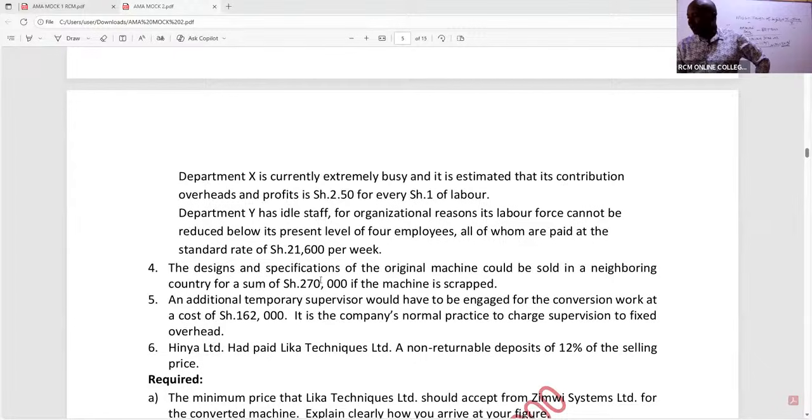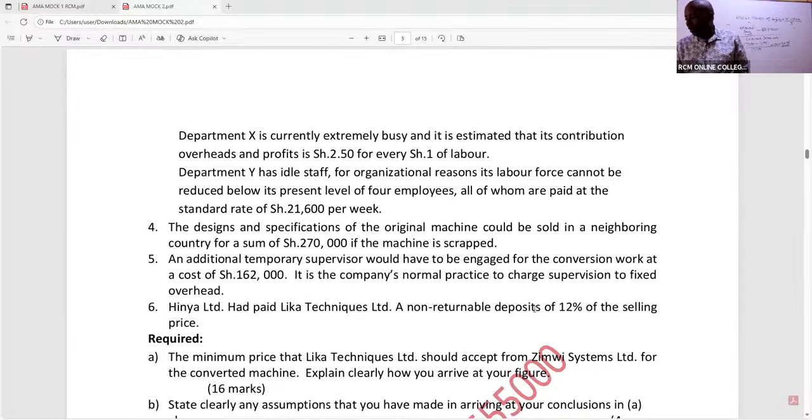The designs and specifications of the original machine could be sold in a neighboring country for a sum of 270,000 if the machine is scrapped. An additional temporary supervisor would have to be engaged for the conversion work at a cost of 162,000. It's company normal practice to charge supervision to fixed overhead.